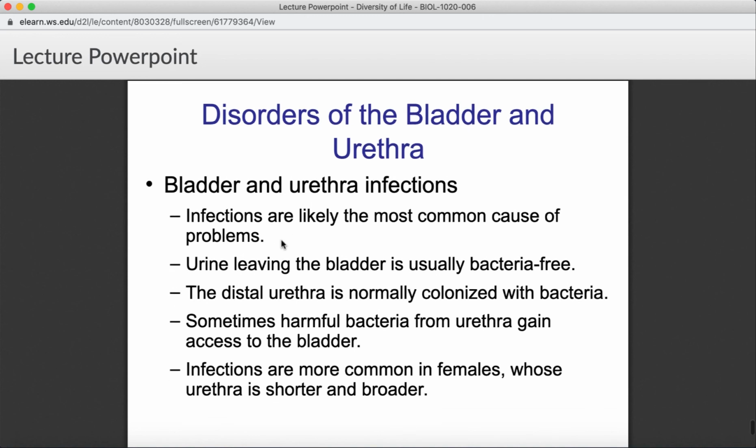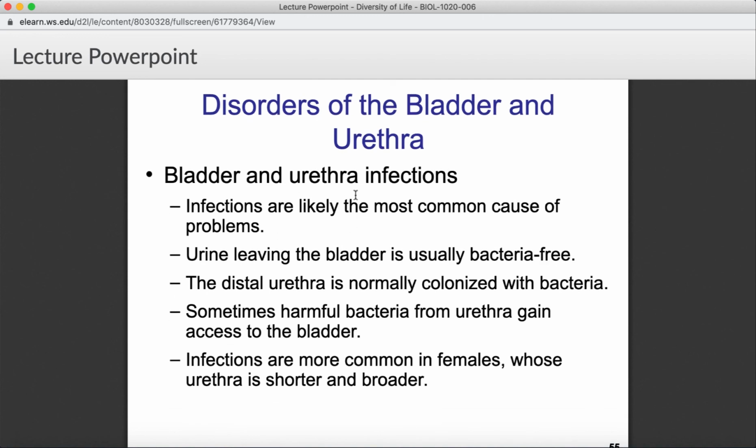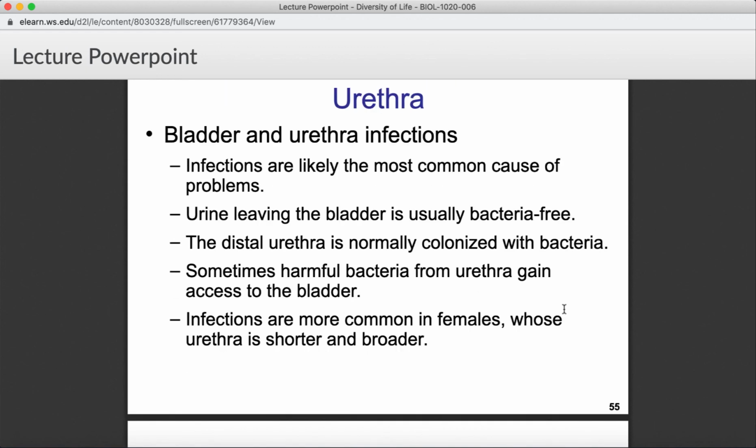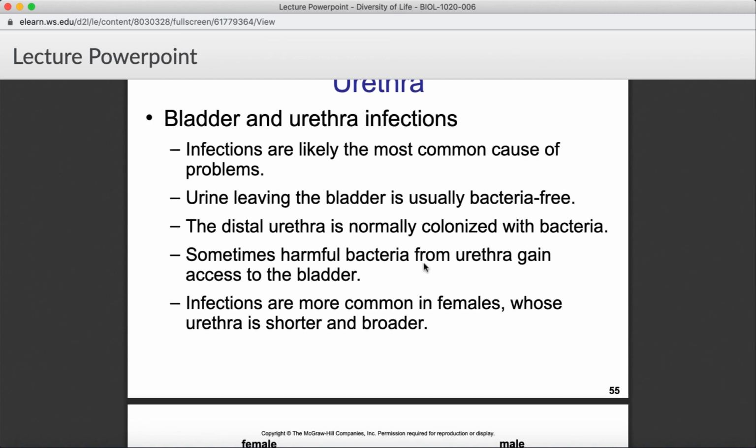So bladder and urinary infections. Infections are the most common cause of problems: bladder and urethra infections. The urine leaving the bladder is usually bacteria-free, and then the distal urethra is normally colonized with bacteria, which, again, if you're a female and your urethra is much shorter, there's a lot less distance that bacteria has to travel to get to the bladder. Sometimes harmful bacteria from the urethra gain access to the bladder.